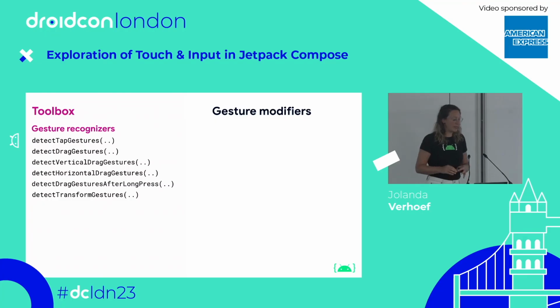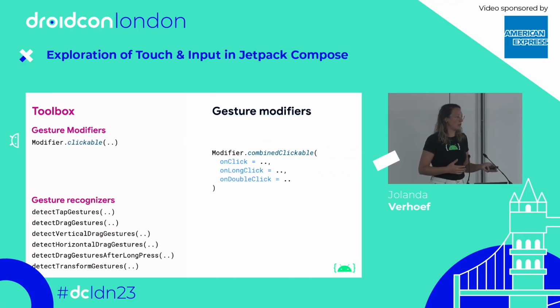The gesture modifiers can be applied directly to a composable, so you don't need a pointer input modifier instead. Besides this more concise way of writing, there's some handy extra functionality, and we'll look into that a little bit later. So first, the clickable modifier adds click behavior. This is similar to the detect tap gestures recognizer that we handled before, but it only responds to single taps. Again, you pass a lambda that is called when the composable is clicked. If you want to react not just to single taps, but you also want to respond to long presses or double taps, you can use the combined clickable modifier instead. Again, you just have to implement those callbacks that you're interested in, right?